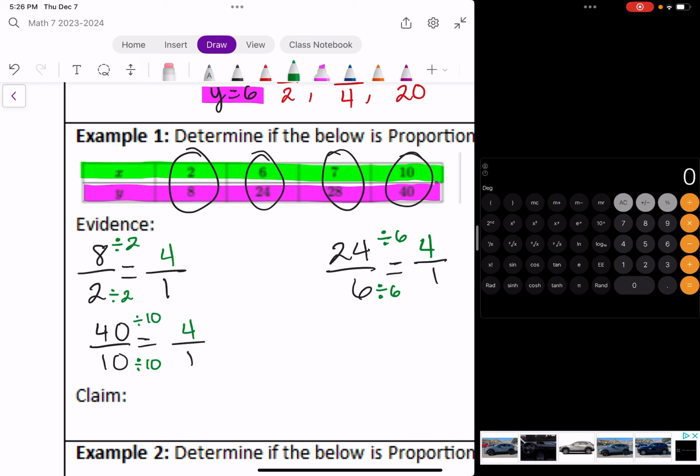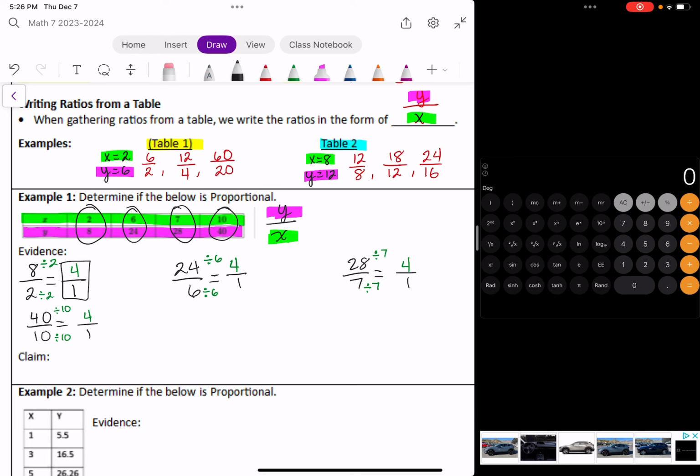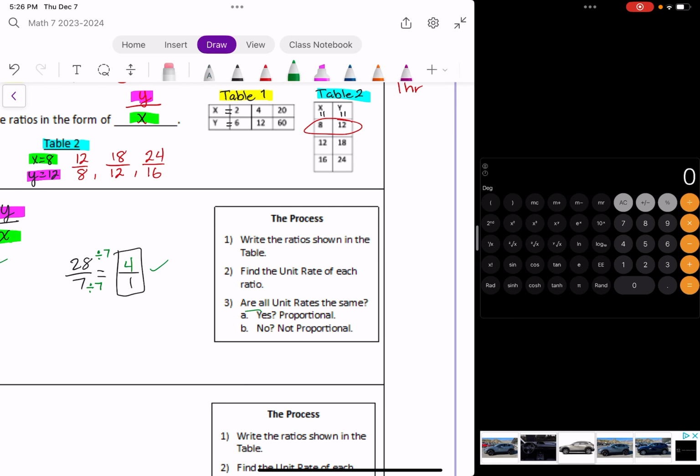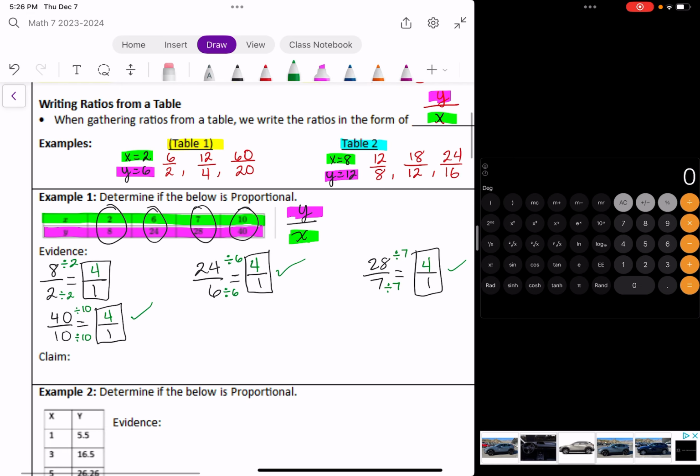Okay, let's look at our last step. Are all unit rates the same? Yes or no? So let's take a look. Are they all the same number? So this first one is 4 over 1. Okay, so let's see if they all match that. So second one is 4 over 1. That one is good. Third one is 4 over 1. So that one also matches. And our last one is also 4 over 1. So that matches. They are all the same. So yes, that means that this table is proportional.